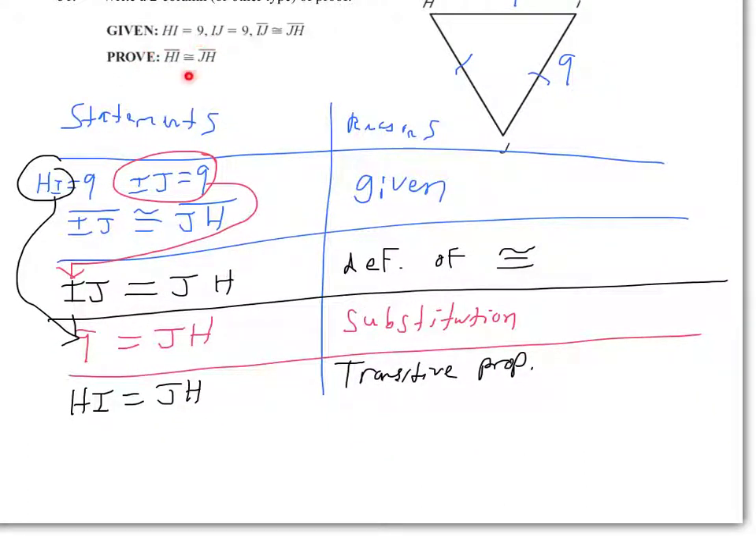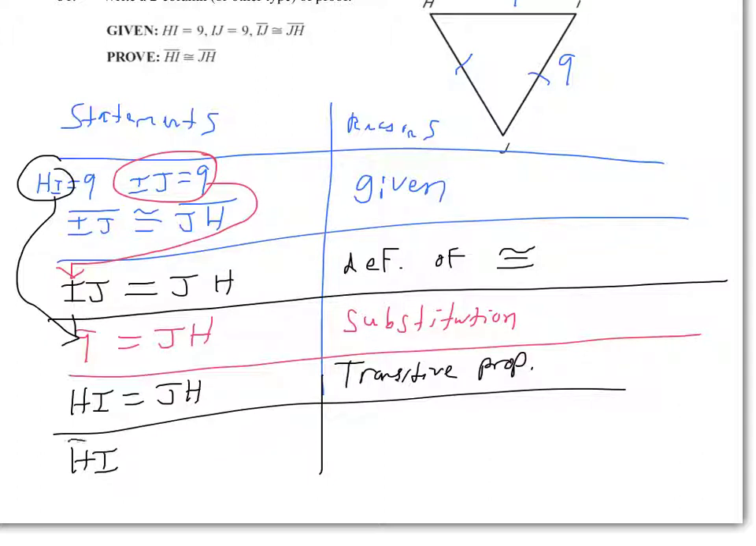What we want in the end is HI is congruent to JH. So that's just going to be one more step where I make this equals statement into a congruence statement. Although they kind of mean the same thing, on paper they are written differently, so it's another step. So how do I know that these are congruent? Well, again, that's the definition of congruence, that they have equal segments. So now we have proved that. There's probably a bunch of different ways that you could prove this. This is just the way that I chose.